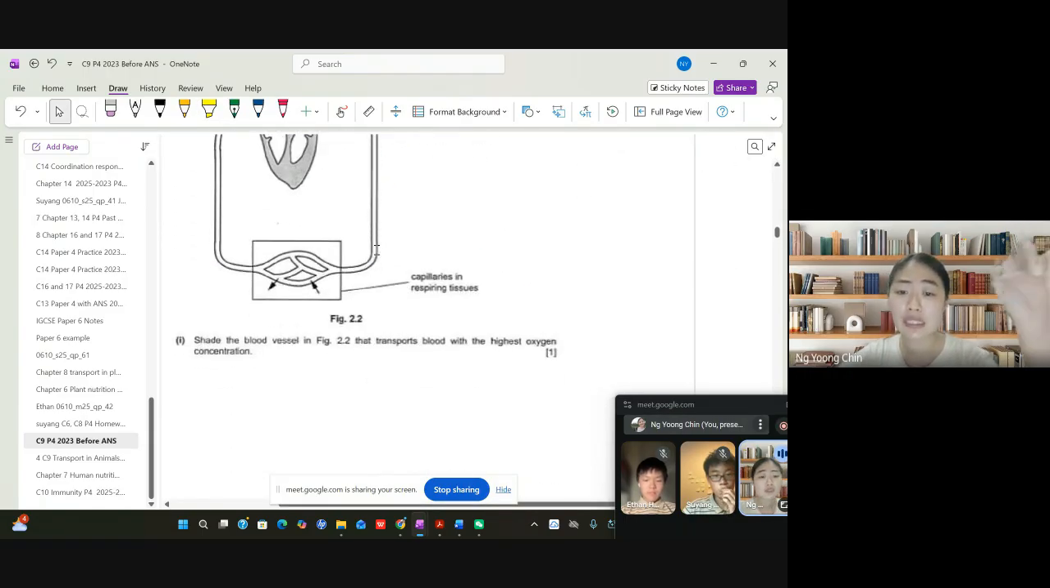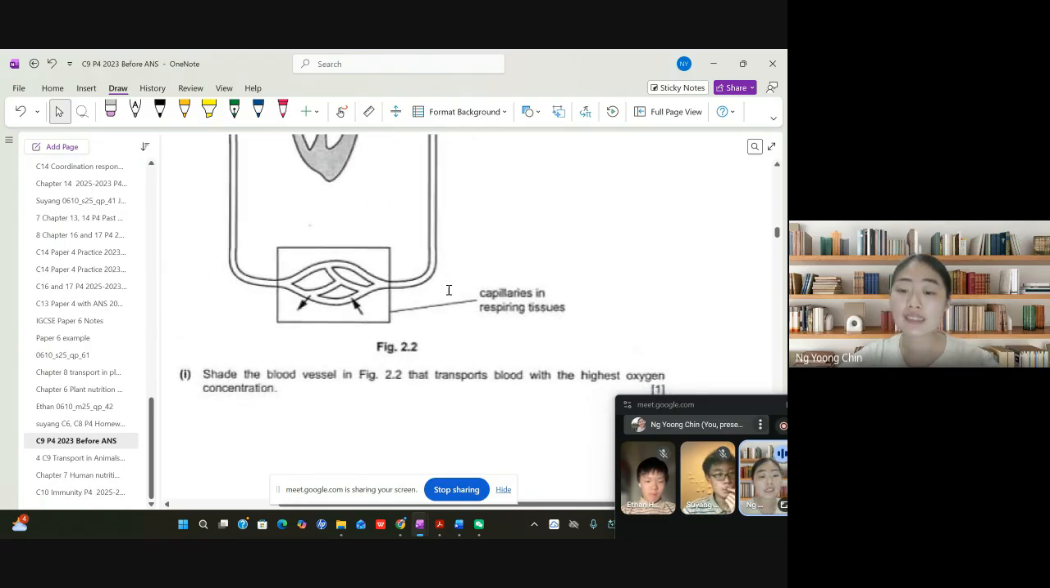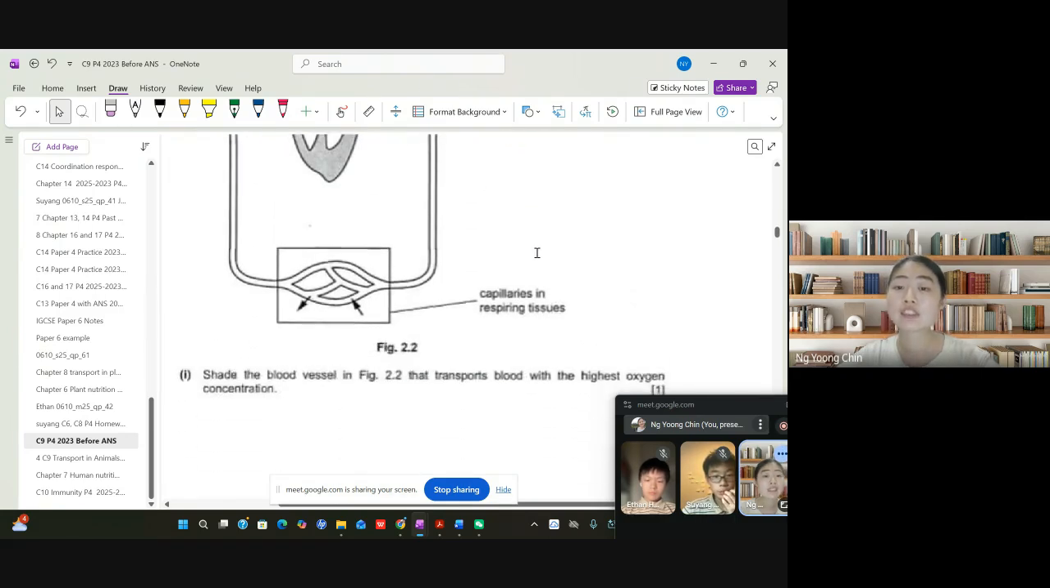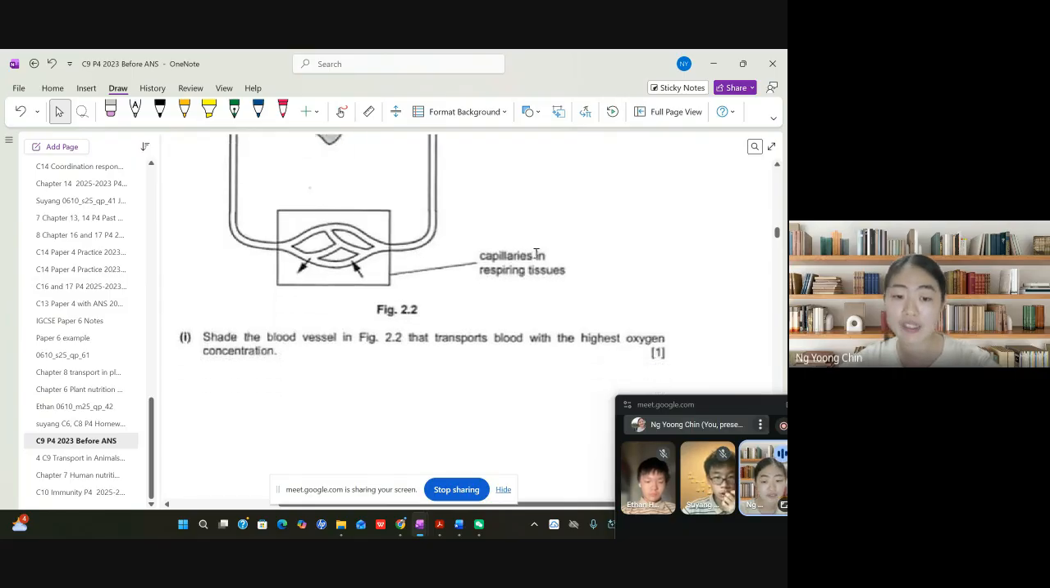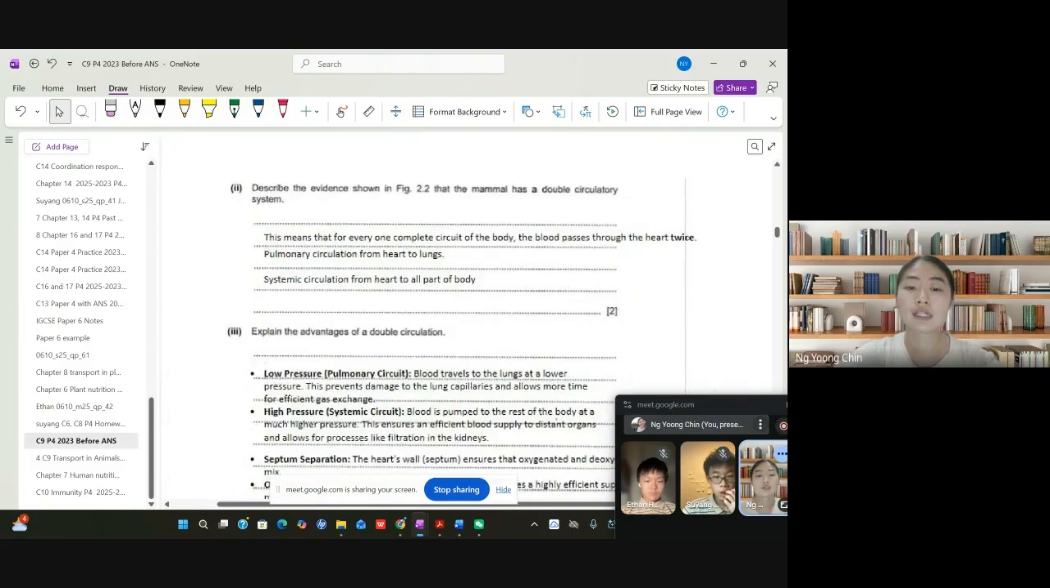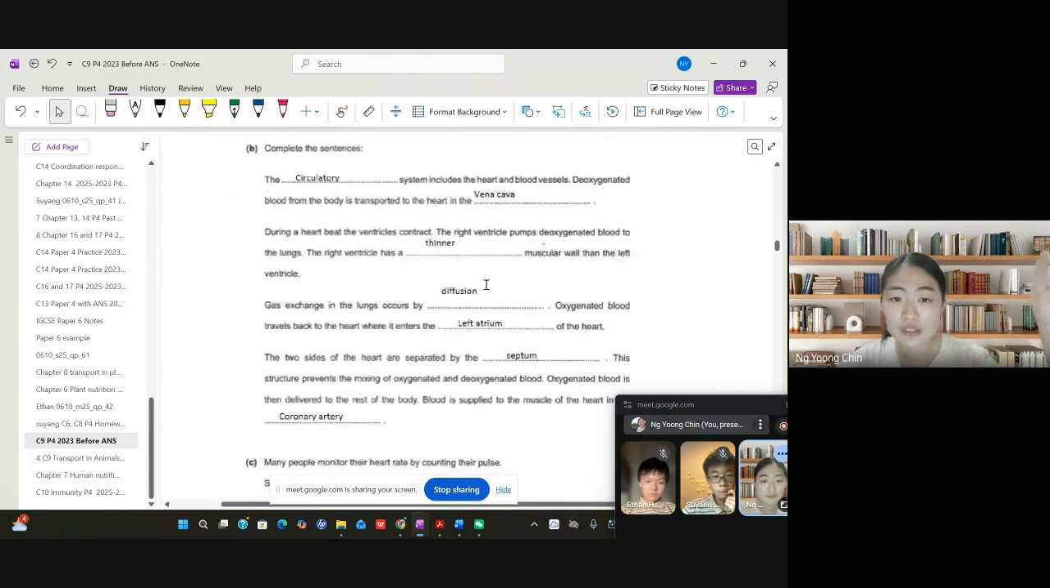Sometimes they will just ask you to label the blood vessels. So you can see which blood vessel transports blood with a higher oxygen concentration. So the answer is the pulmonary vein. The vein transports the blood with the highest oxygen level. Okay, just skip, it's the same thing.